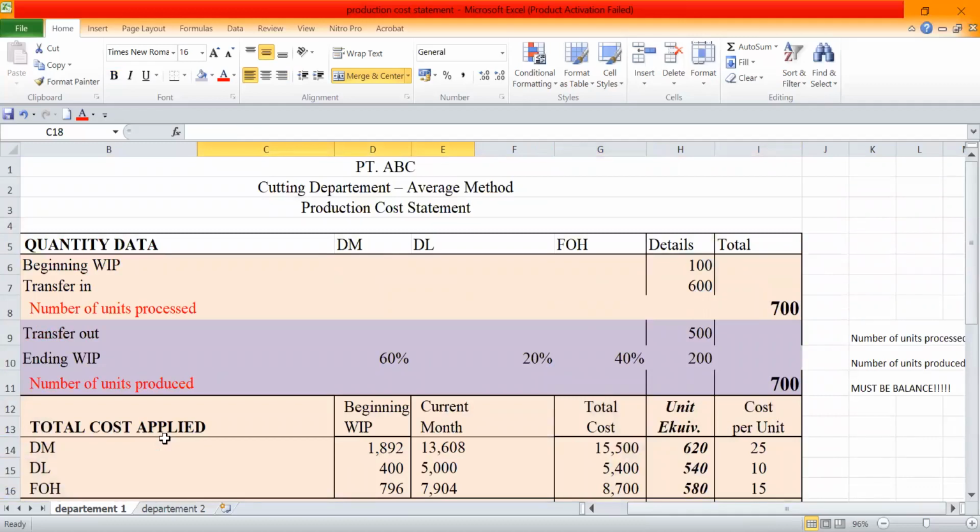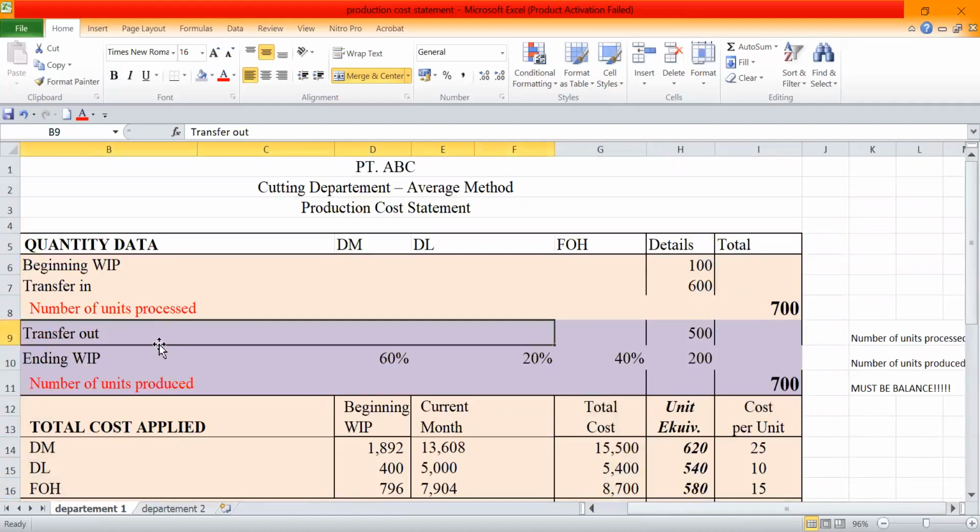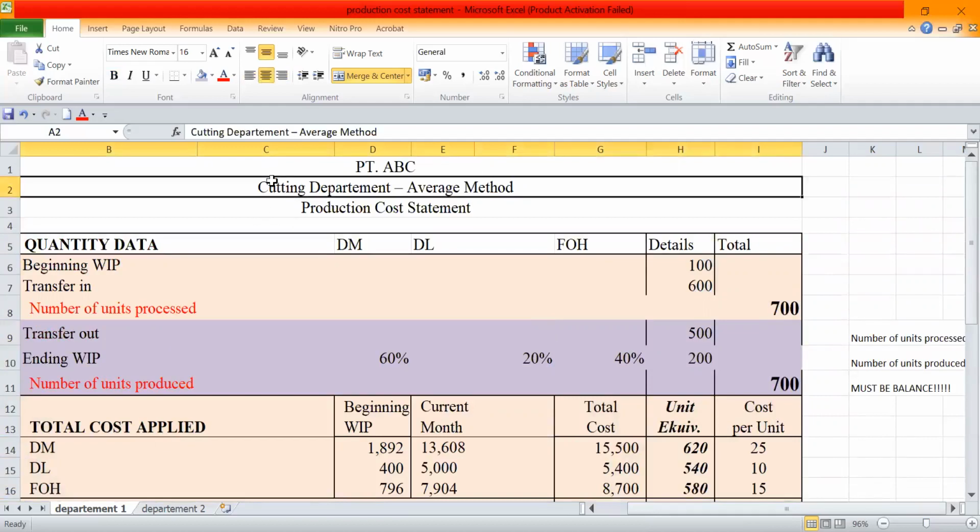But remember, this is only for the first department, using the average method.